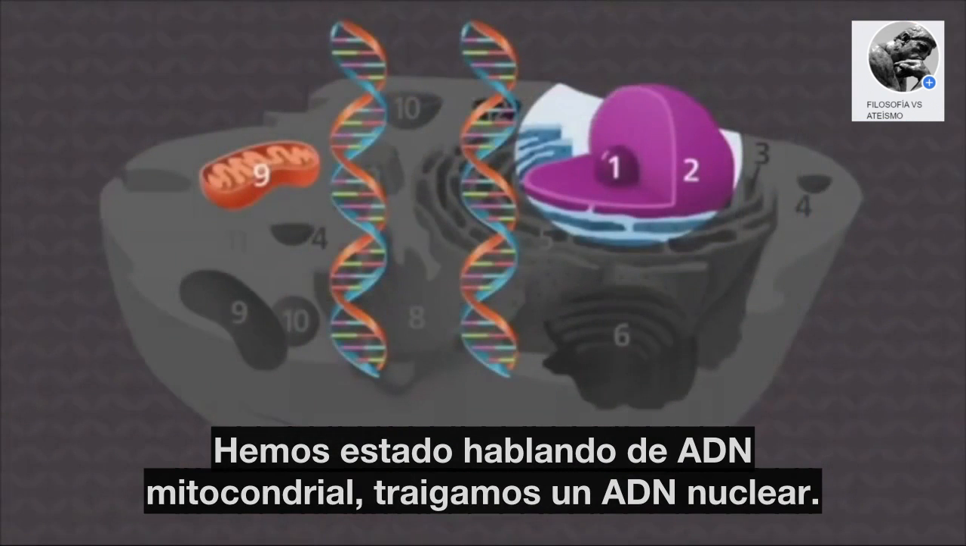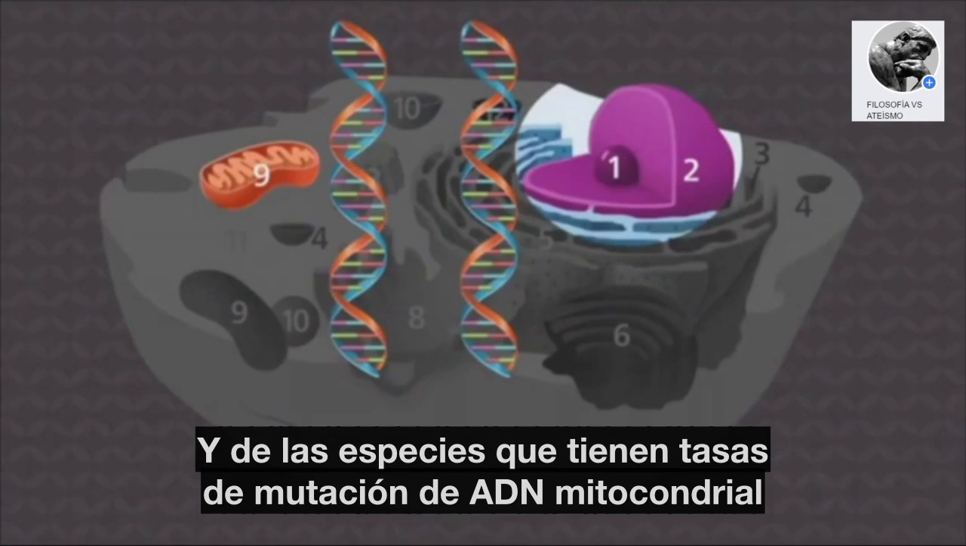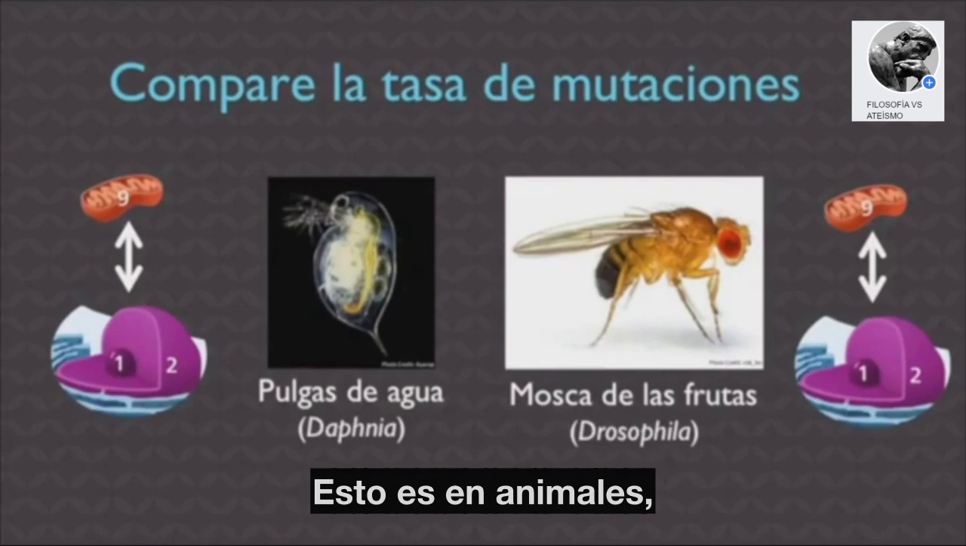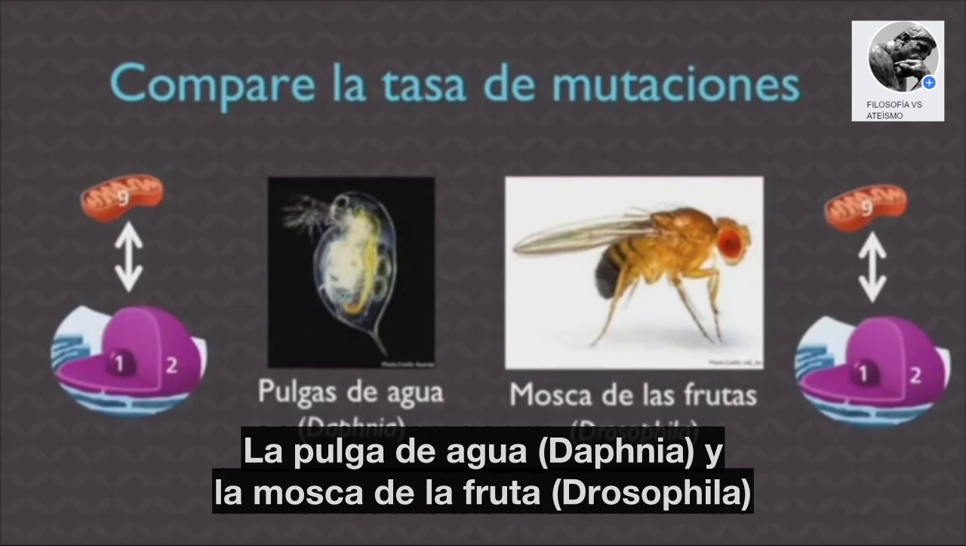We've been talking about mitochondrial DNA. Let's bring in nuclear DNA. And of the species that have mitochondrial DNA mutation rates measured, two of them also have nuclear DNA mutation rates measured. This is in animals. The water flea, Daphnia, and the fruit fly, Drosophila.